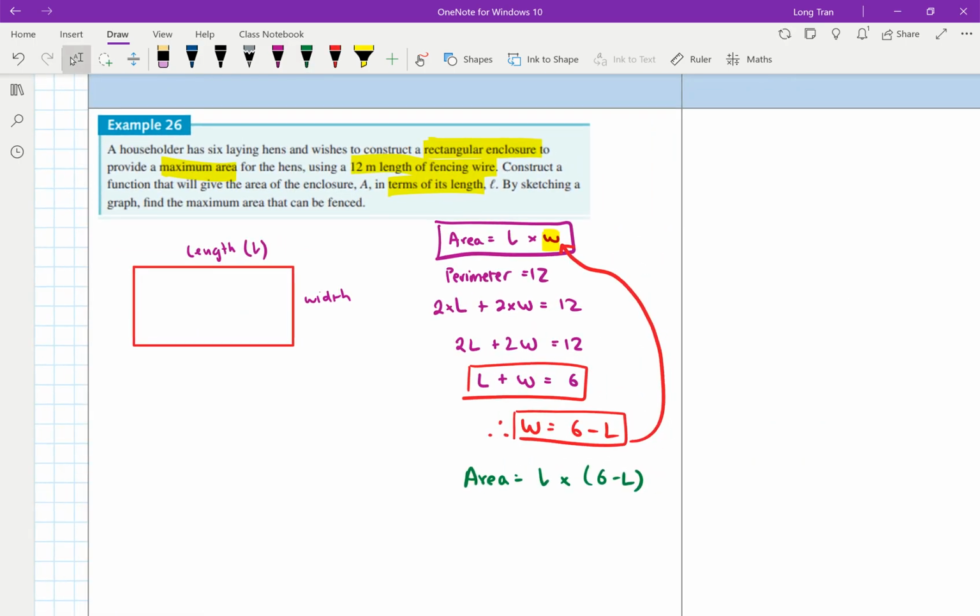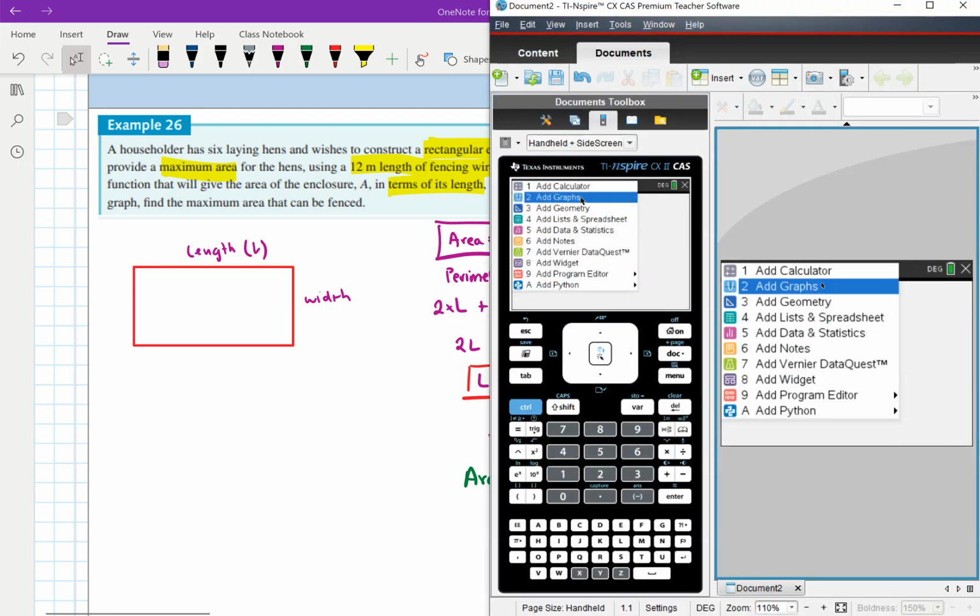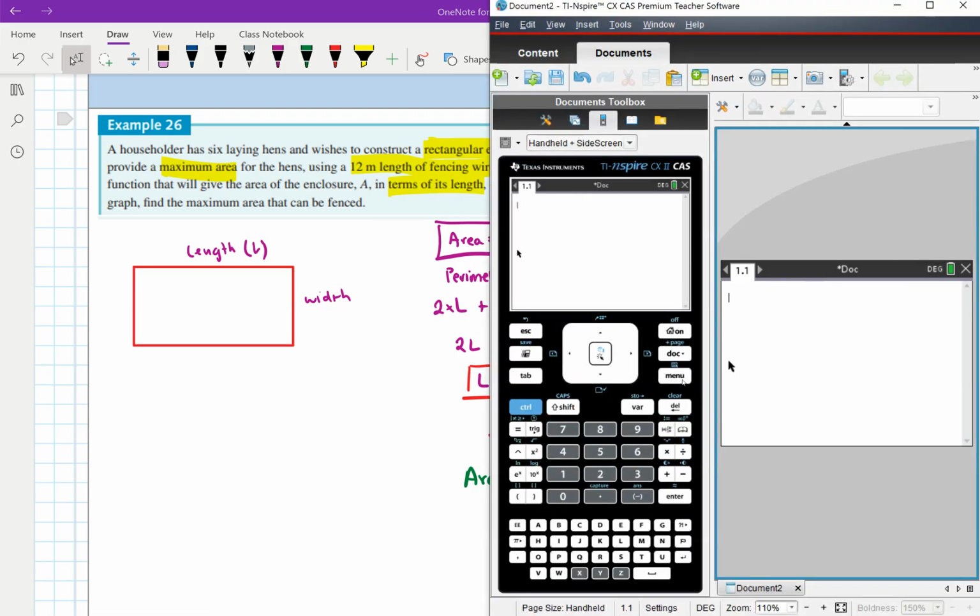Once you've got that, that's probably the hardest part. I would now go to my calculator, go to menu, actions, define. A of X, so that's the area, is equal to, now don't use L because when you graph this, it only knows how to use X. So it always has to be in terms of X. It'll be X times 6 minus X. But remember, X represents the length.